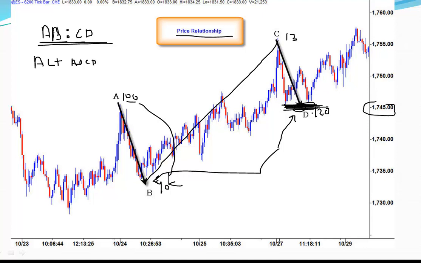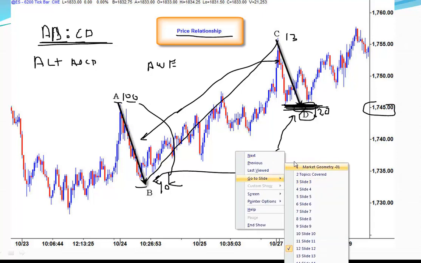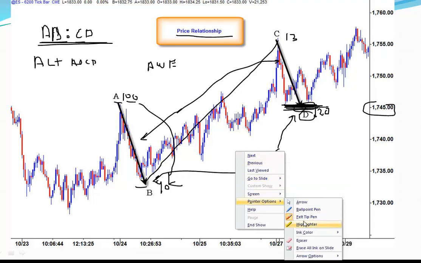So you have your A to B, C to D. You're looking for price relationships, equality between here and here. Also what we call an alternate wave equality. That's all it is. Alternate wave equality, where the market trades from high to low, from point A to point B, and then from C to D with roughly the same length.